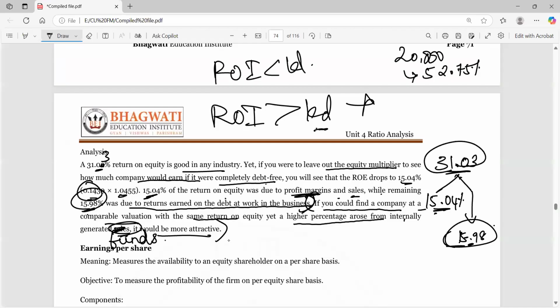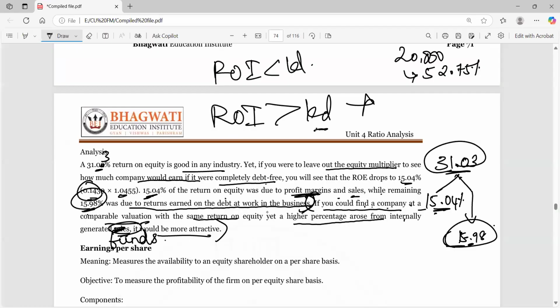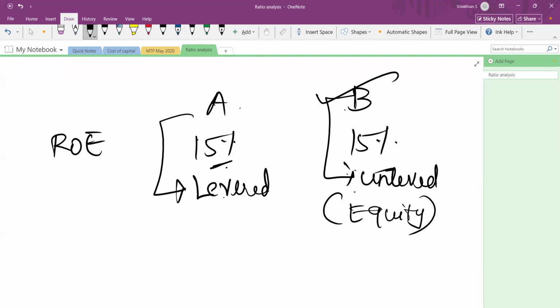That is what they are saying here. If you could find a company at a comparable valuation, which means the return on equity is the same for both companies, yet a higher percentage arose from internally generated funds. Company B is generating 15% return from internally generated funds, which is nothing but equity. So it is better to invest in B rather than company A. Clear? Any doubt in this?